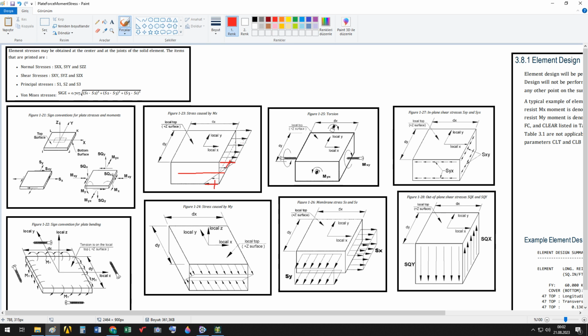But the stress distribution because of MX is so. And because of MY is so. Okay. And the stress distribution because of torsional MXY and MYX is not shown here. Actually, it should be something like that.